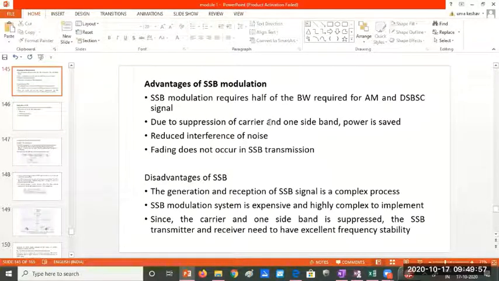And one more thing, because we are suppressing the carrier and also one sideband, we retain only one sideband, so power would be saved. You would save the power because you are suppressing both the carrier as well as one sideband. And there will be reduced interference of noise because the bandwidth of the signal itself is less, so the amount of interference coming from noise will also be less. And fading doesn't occur in SSB transmission.